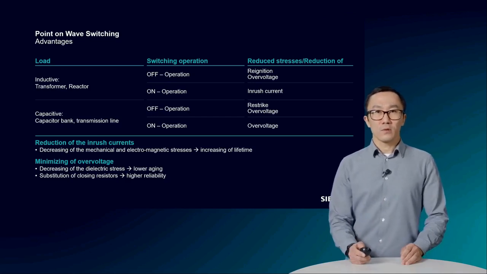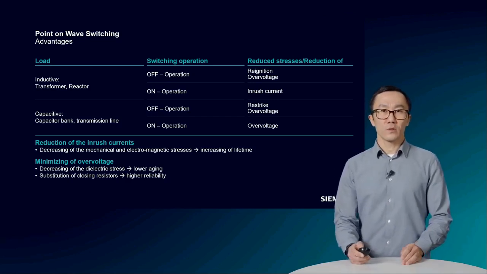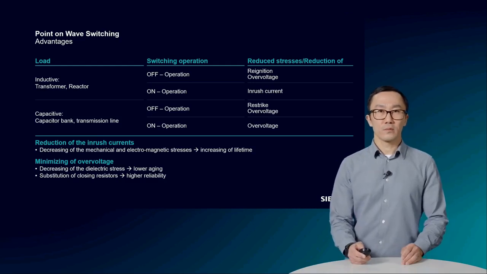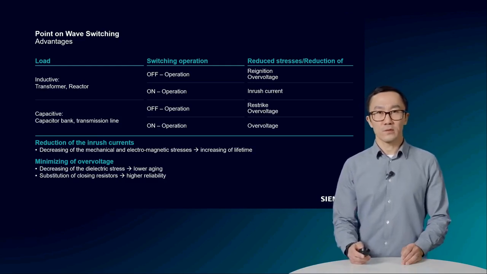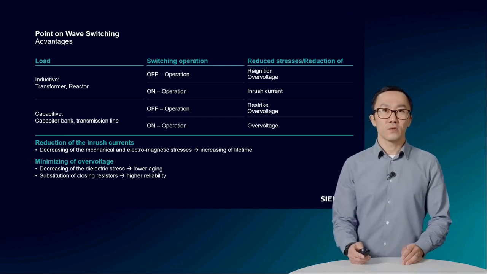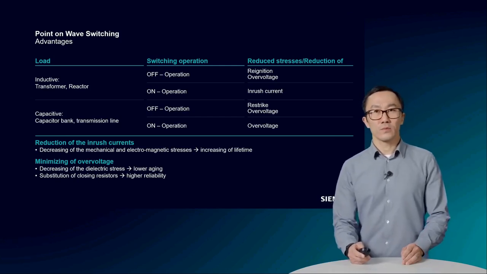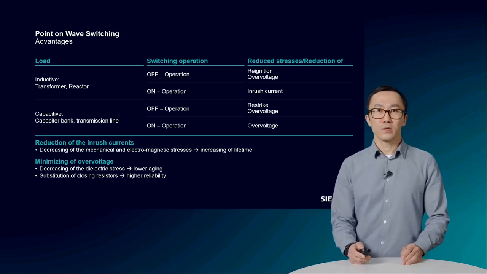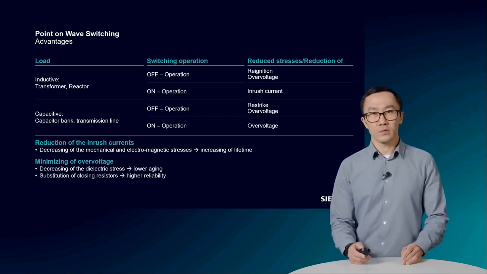As you can see on the slide, reducing inrush current will help increase lifetime of the circuit breaker because mechanical and electromagnetic stresses can be decreased. Minimizing overvoltage will help to lower aging of switching equipment and increase reliability of the system.